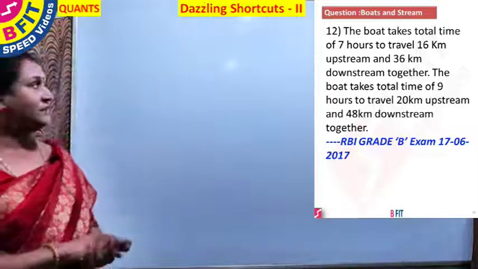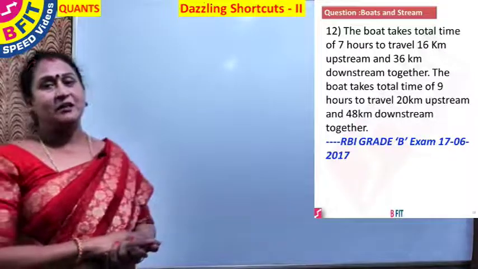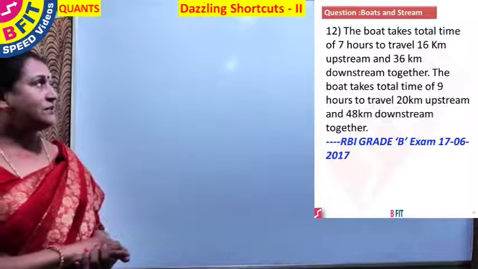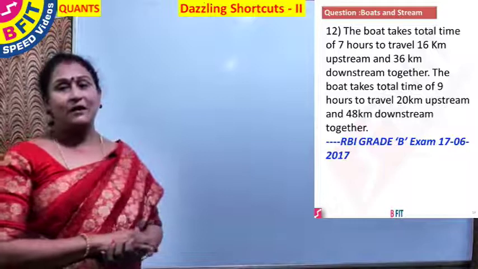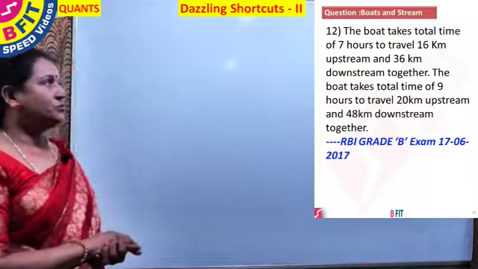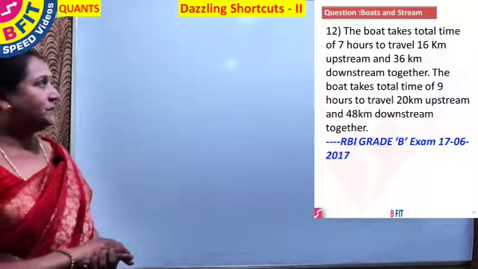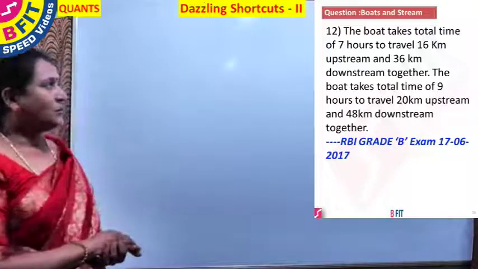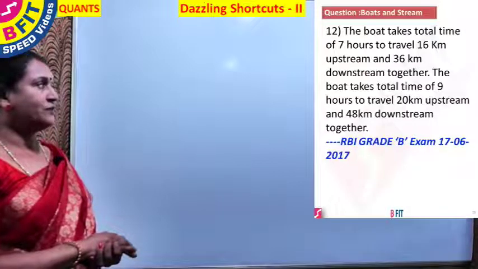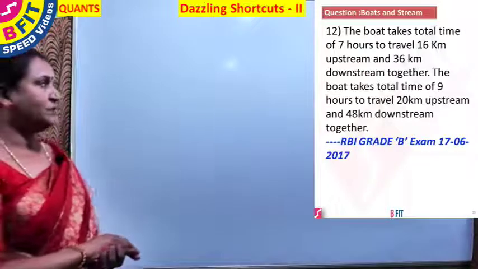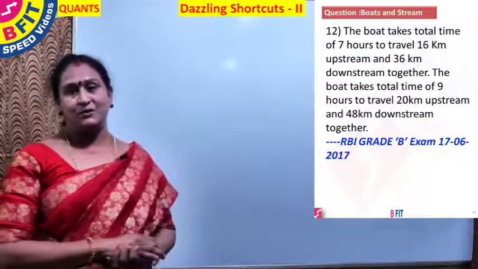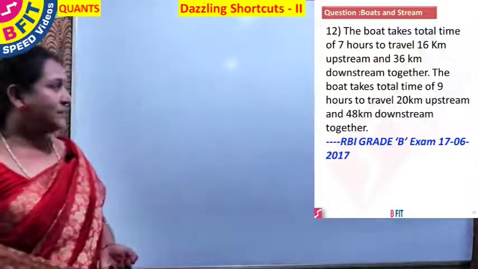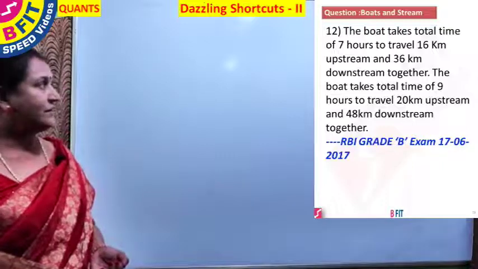So the next question is under the topic time and distance, under boats and streams. The boat takes total time of 7 hours to travel 16 km upstream and 36 km downstream together. The boat takes total time of 9 hours to travel 20 km upstream and 48 km downstream together. This question is taken from the RBI Grade B exam 2017.